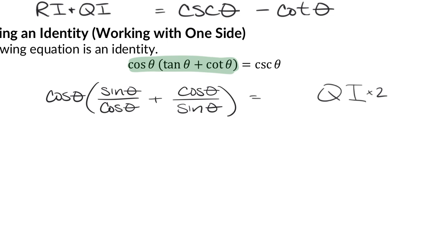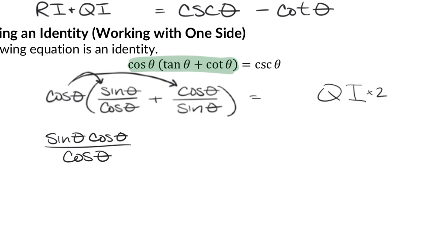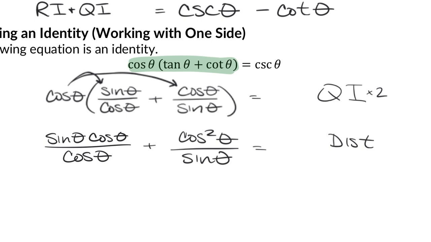What next? Let's distribute. Now I'm going to show some work on distributing because remember your work is your answer. So we'll distribute. This becomes sine of theta times cosine of theta over cosine of theta plus cosine squared of theta over sine of theta. That was my distribute step. Thoughts? The cosines cancel. Anything else?